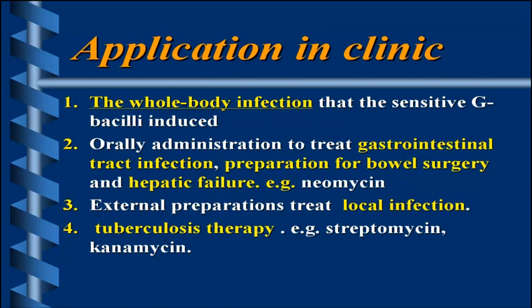Application in clinical. The aminoglycosides are applied systemically for infections induced by sensitive gram-negative bacilli. Based on the aminoglycoside antibacterial spectrum, it has a perfect effect on gram-negative bacilli. So if gram-negative bacilli induce whole body infections, in clinical we can select the aminoglycosides. The second, orally administered to treat gastrointestinal tract infection, prevention for bowel surgery and hepatic failure.